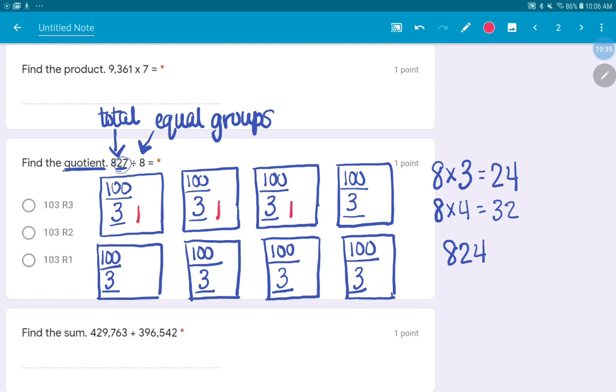Yeah, why not, Harper? Because only 3 get 1. Yeah, only 3 groups get this 1 extra. So it's 103 with a remainder of 3. Exactly, 103 with a remainder of 3.